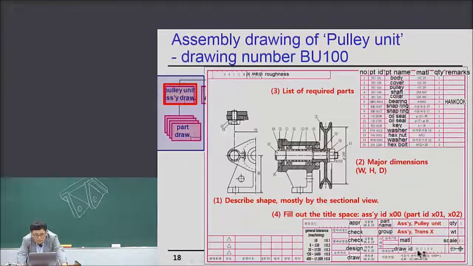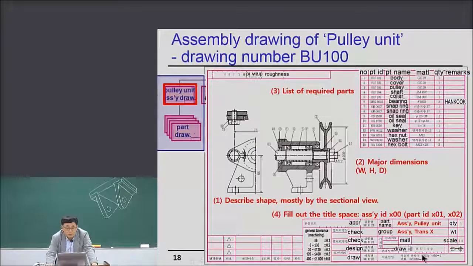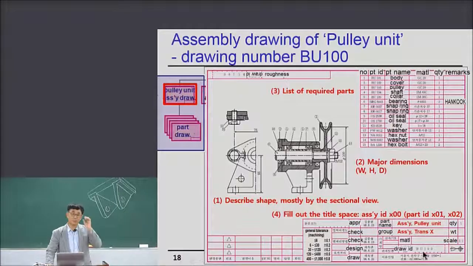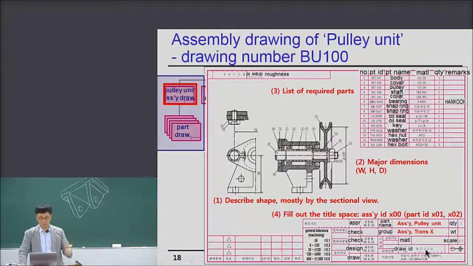here. What is it? BU. Why BU? Anyway, BU is a symbol for presenting your product. So BU and 100. Okay. So the ID of assembly drawing is BU 100. So if here ID X, here X is 1, so 100.